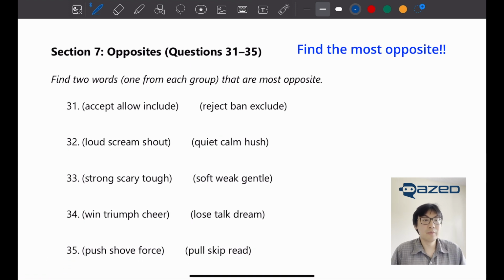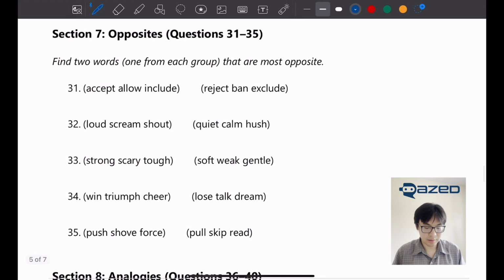Okay, moving on to section 7 where we go through opposites. This one, they usually trick you by putting words that are synonyms or loosely related, so you have to really know the slight nuance and the reasons why you used one word over the other. What I mean by that is accept, include, and allow have very similar meanings. And then we go to the other one and we realize reject, ban, and exclude also have very similar meanings.